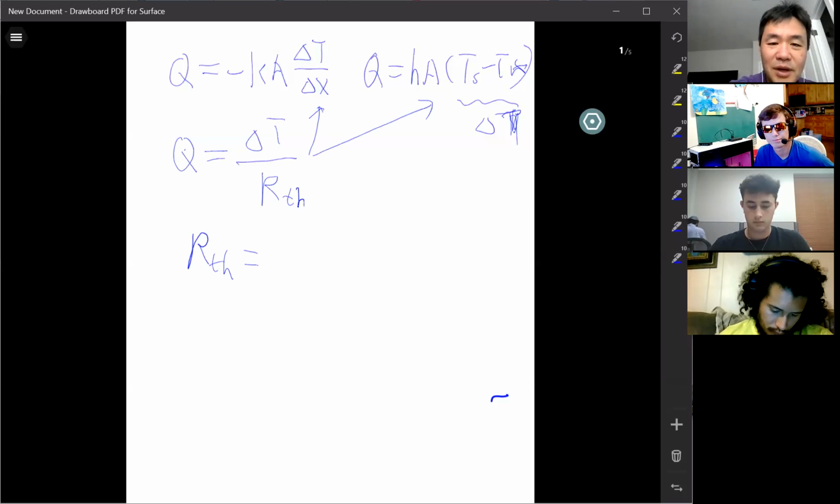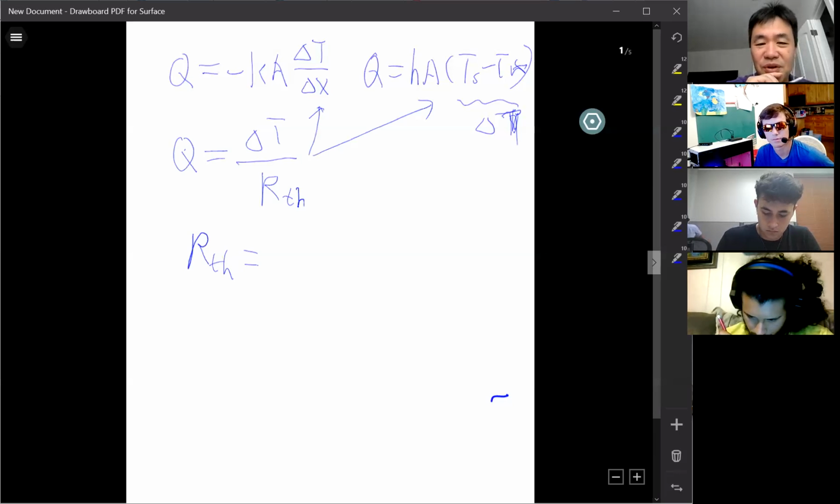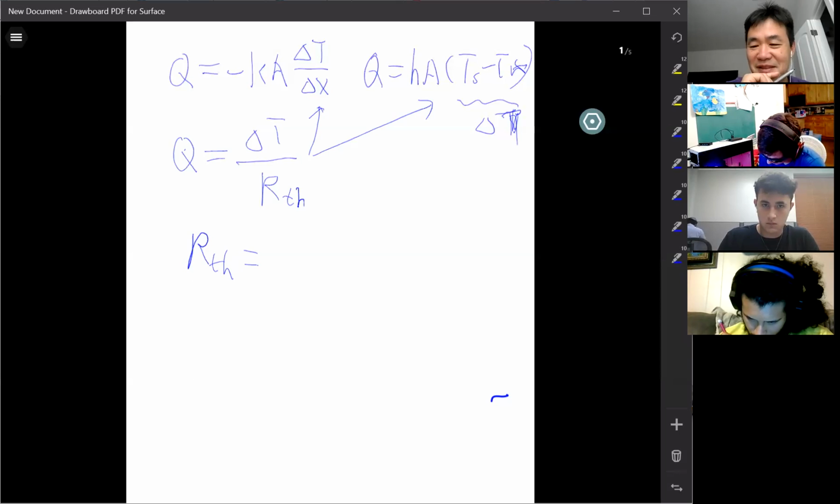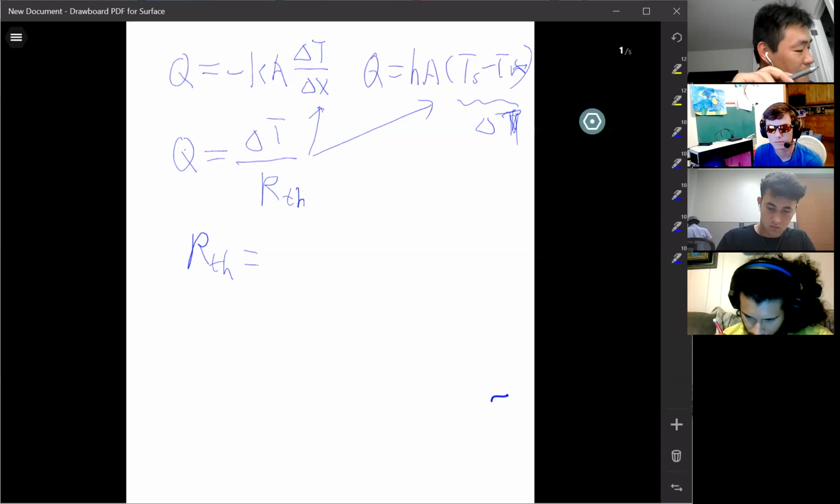Okay, the one thing is we want to get rid of the negative sign here. If you want to use thermal resistance, you make sure your delta T is always positive. How to make delta T positive? You use the starting temperature minus the ending temperature, right? You have two surfaces, right? Start minus the end, so it will be positive, okay?